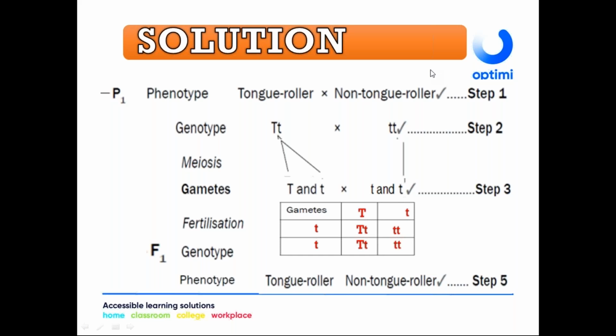No, the square will not look different. It will be the same. Okay, but the genotypes of the offspring can be different sometimes.